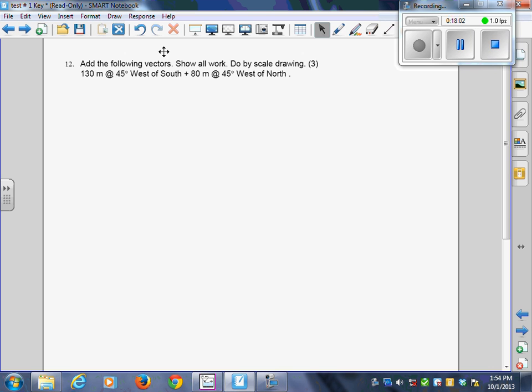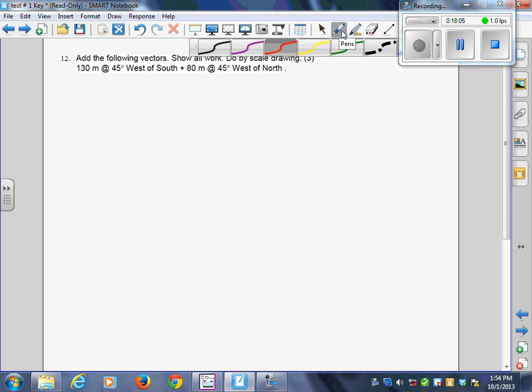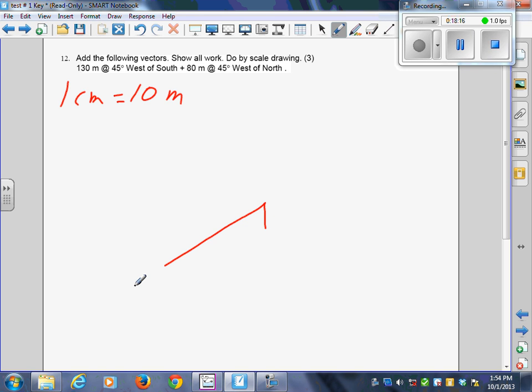Yeah, I've got to restart this so that it stops doing this. One centimeter equals maybe 10 meters, something like that, right? So west of south, there's south. That has to be 45 in there. That's going to be 13 centimeters. And then from there, I'm going west of north. Reference line north, 80. So something like, yikes. Not quite. Right?